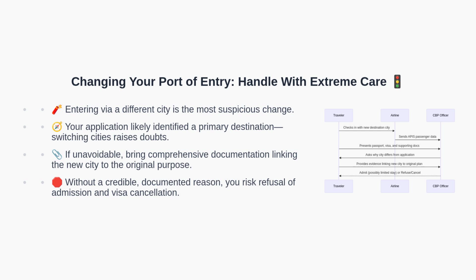Meanwhile, changing your port of entry is often the most controversial modification you can make. Your visa application materials typically established a primary destination. Arriving through a different city can suggest that your original plan was inaccurate or misleading. If a change of port of entry is unavoidable, carry comprehensive documentation that convincingly connects the new arrival city to the original itinerary and purpose. Without a credible, well-documented explanation, you risk intense questioning, refusal of entry, and potentially visa cancellation.